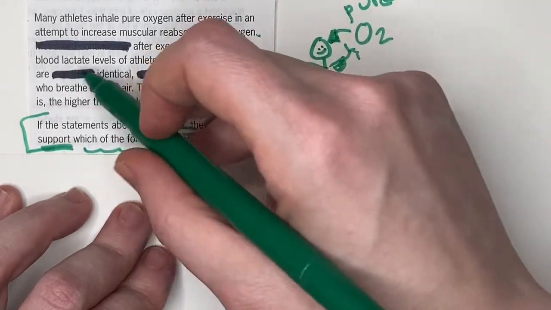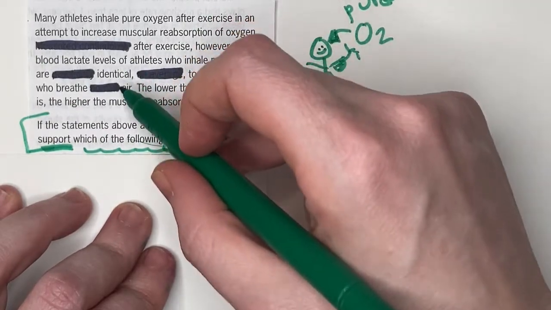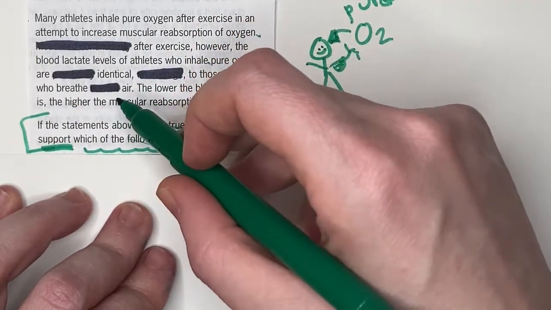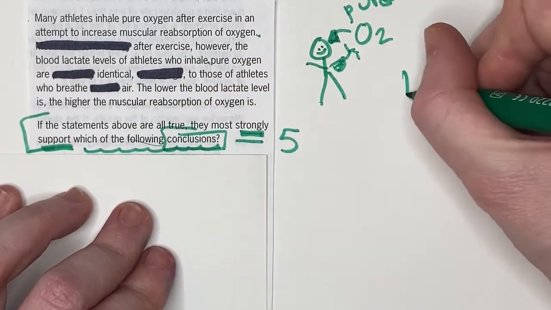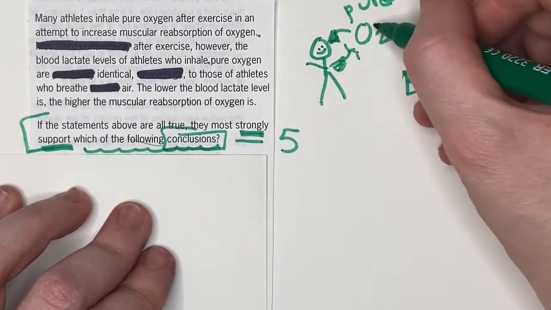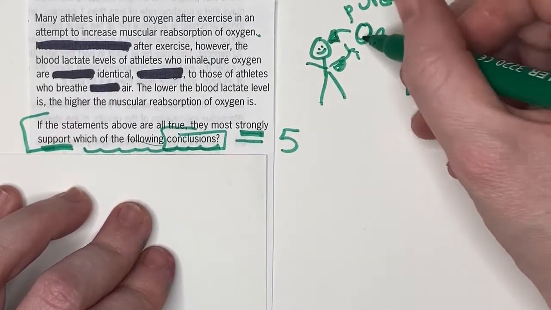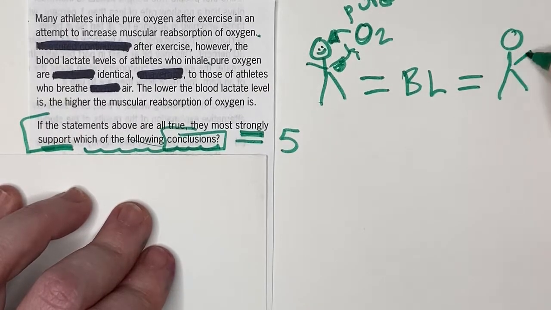however, the blood lactate levels of athletes who inhale pure oxygen are identical to those of athletes who breathe air. Okay, so when they do this measurement, I'm going to call it BL, right? The BL of the people who inhale the pure oxygen after they exercise seems to be equal to the people who are just breathing regular oxygen in the air.